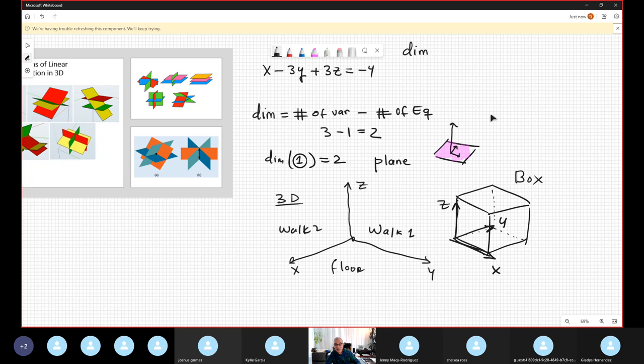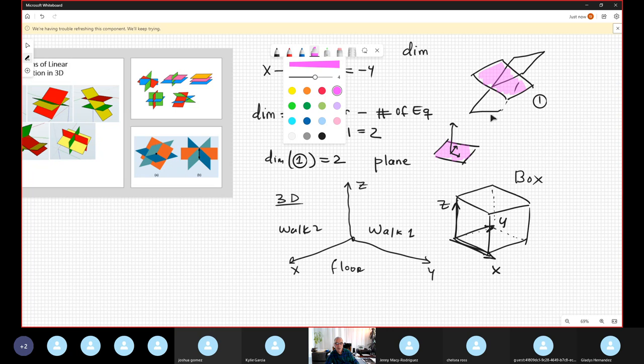And the idea is the interaction between planes. Suppose that we have one plane like that, and we have another plane like that. Okay, this is one equation. This plane represents equation one in my problem. And we have another equation. Let me use another color, maybe this color I like. This is the second equation.